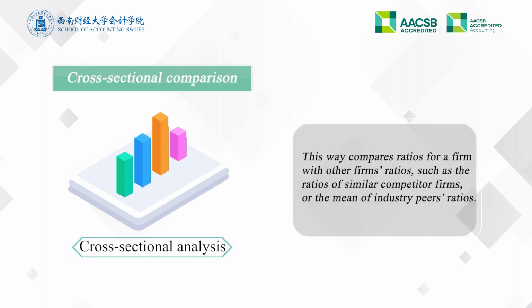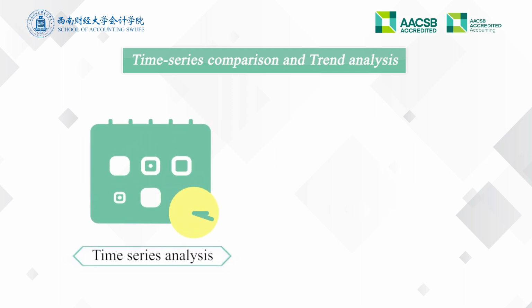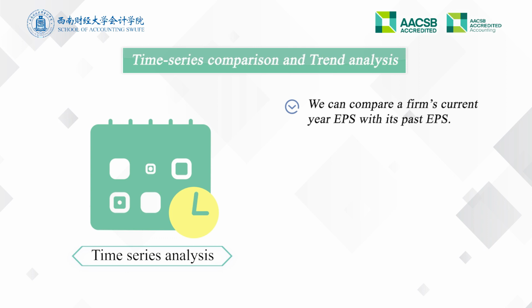This way compares ratios for a company with other companies' ratios, such as the ratios of similar competitor firms or the mean of the industry peers. Another comparison way is time series analysis. This way compares a firm's ratio over time. For example, we can compare a company's current year EPS with this same company's past year EPS.